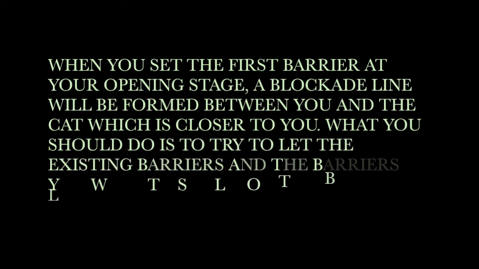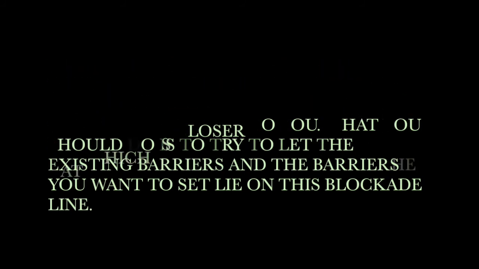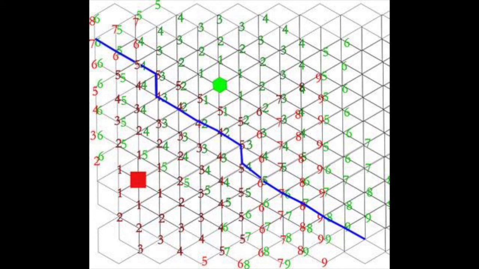Theorem 2. When you see the first barrier at the opening stage, a blockade line will form between you and the cat, closer to you. What you should do is to try to let the existing barriers and the barriers you want to set lie on the blockade line. In this picture, the red barrier represents the starting point of the cat. The green block represents the first barrier you set. The numbers in green represent how many steps the cat actually needs to reach there. The numbers in red represent how many barriers you need to form a chain.